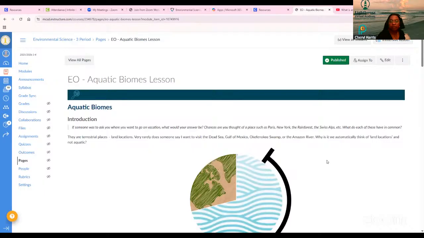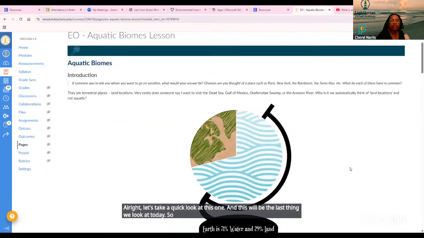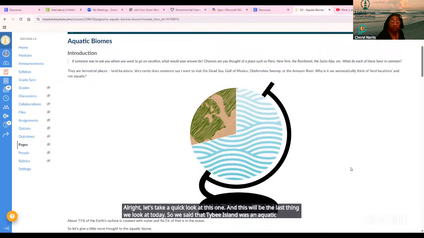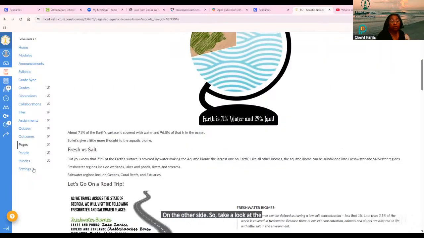All right, let's take a quick look at this one. And this will be the last thing we look at today. So we said that Tybee Island was an aquatic biome. It's surrounded by water. Now, we had different descriptions of it because it is an island. And so it's got the ocean on one side and we kind of have a marshy area on the other side. So take a look at the description of fresh versus salt, because that's what we're talking about.